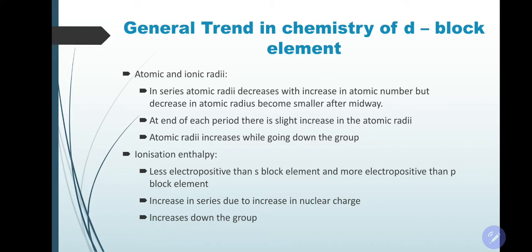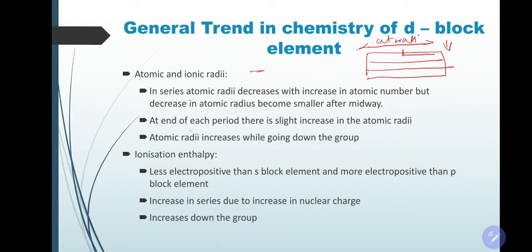The general trend which we see in d block elements, first one is the atomic radii. If this is my table over here, these are my series. As you go from left to right, your atomic radii will decrease. But do remember that the decrease in atomic radius becomes smaller after midway. That is, a very slight decrease in radius is observed.